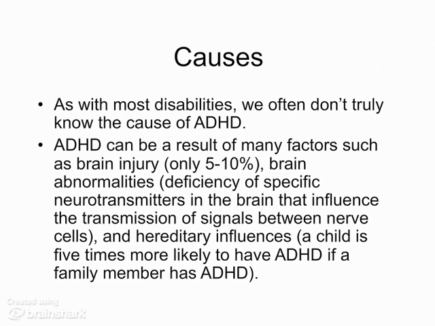As is common with most disabilities, we often don't truly know the cause of ADHD. ADHD can be a result of many factors such as brain injury, which is only approximately 5 to 10% of the ADHD population, brain abnormalities, which are deficiencies of specific neurotransmitters in the brain that influence the transmission of signals between nerve cells, and hereditary influences. A child is 5 times more likely to have ADHD if a family member has ADHD.